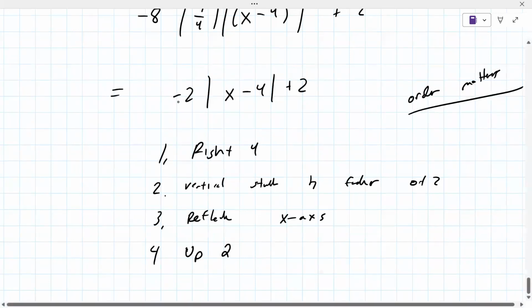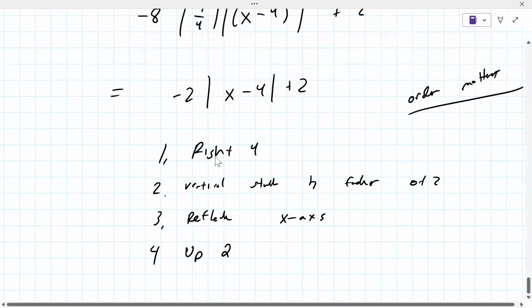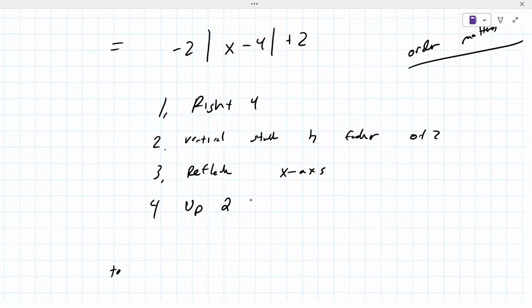The order really matters. Now, if the instructor is not emphasizing that, that's fine. But yeah, the order really matters. I put right 4 units first, up 2 units, and then the vertical shrink. Yeah, so let me make a note here to talk about at some point why and how you determine the order, because I don't think it's made clear.